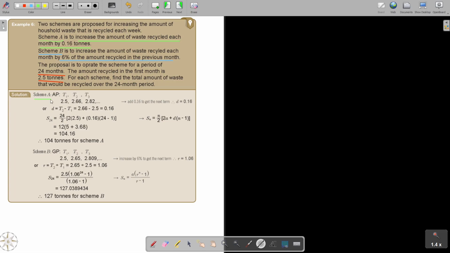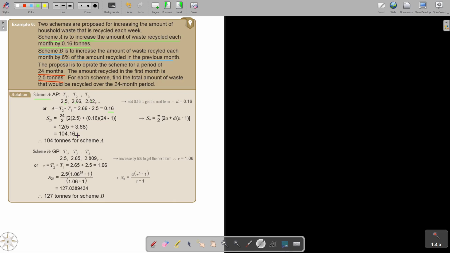Scheme A, AP. So it's 2.5, and the waste recycled each month increases by 0.16. So I add 0.16 each time. Already I know that the value of d is 0.16, but you can also say second term minus first term, and you will also get 0.16. The value of a is 2.5. Then you just fill in everything, and you get 104.16. If I approximate it to three significant figures, it is 104 tons for Scheme A.